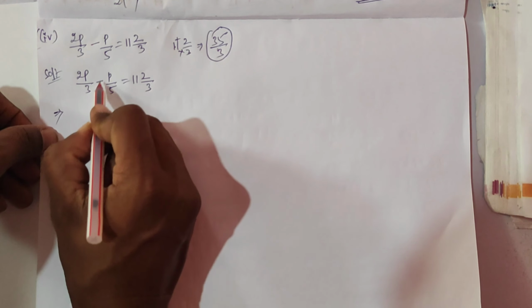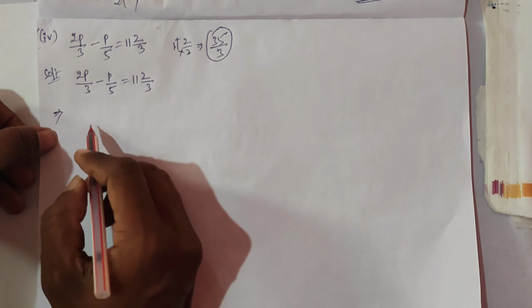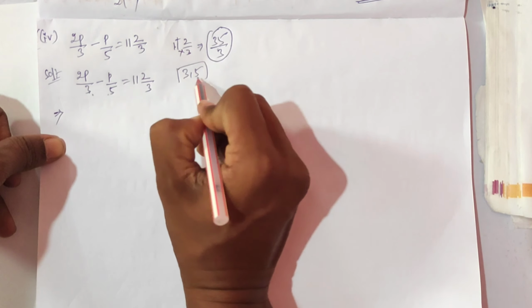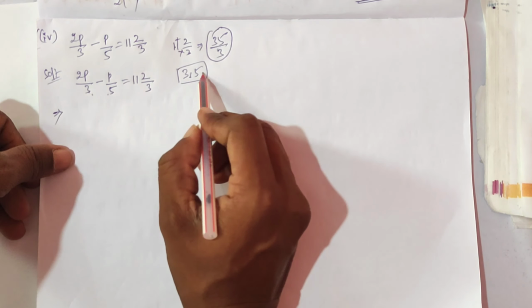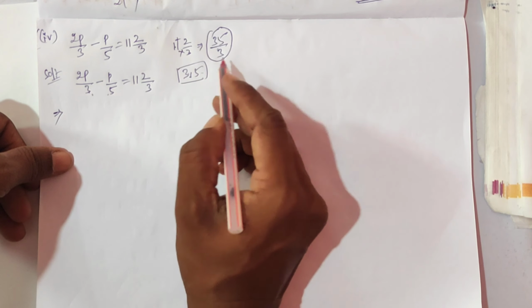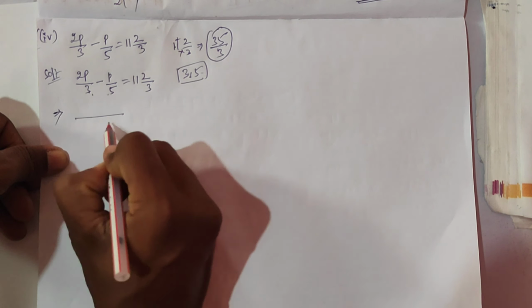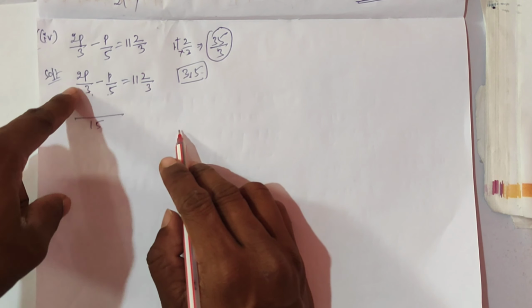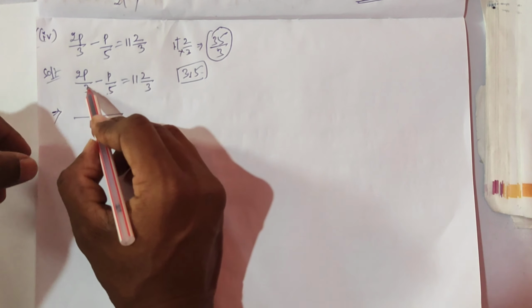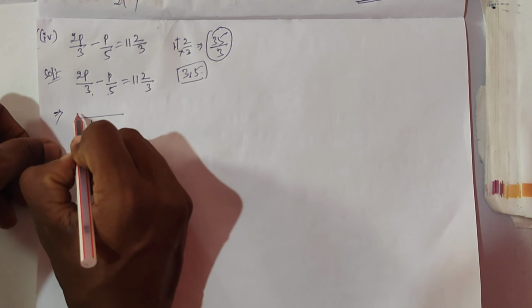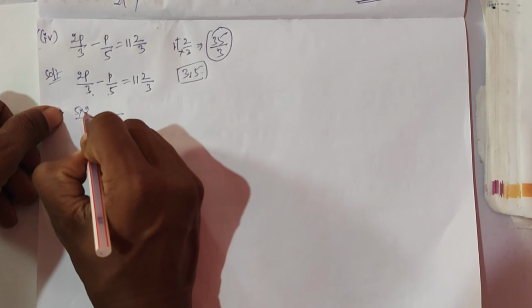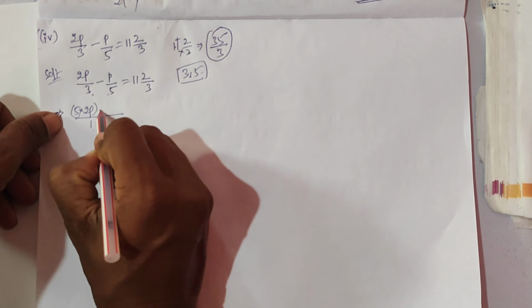Now first here we will consider the LCM of the denominators. 3, 5. 3 and 5 both are what? Prime numbers, right? We can multiply directly here. 3 into 5 is equal to 15. 15 is the LCM of the denominators. Okay, now again compare the denominators. 3 is there, 15 is there. In 3 table, 15 how many times? 5 times. Into what is the numerator of 3? 2p. 5 into 2p. Minus.